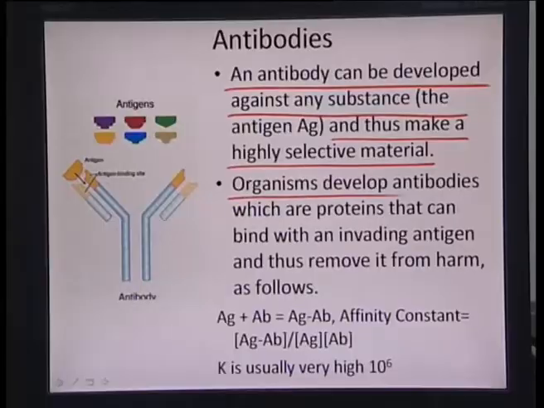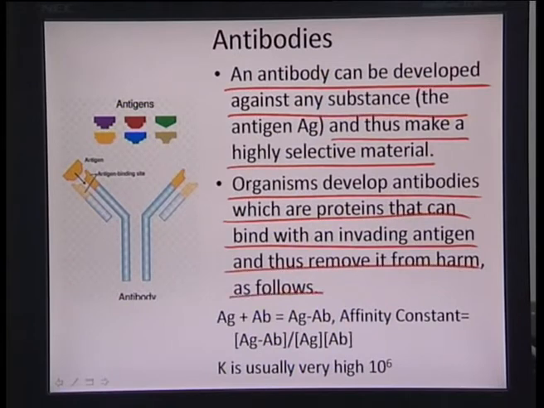So therefore, organisms develop antibodies, which are proteins, and they can bind with an invading antigen and remove it from harm as follows. The antigen and antibody bind together to form this particular complex, and the affinity constant in this case is the concentration of complex divided by the concentration of independent antigen and antibody. Usually it is very high, not as high as the avidin biotin link, but K is usually about 10 to the power of 6 mole inverse in case of antigen antibody binding, which is a pretty high affinity constant.